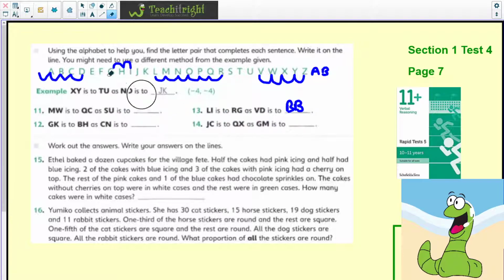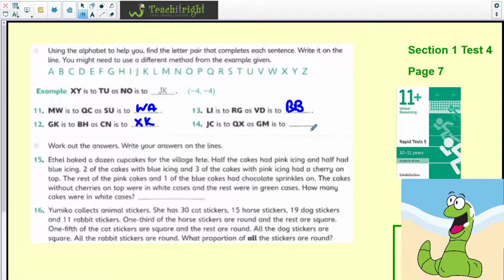Now interestingly on this next one, I'll just record in those answers again just so you've got them. So I didn't mean to rub those out. So we've got WA, XK, and then BB, and then we're on the last one here. Now interestingly here, and some of you may have spotted this straight away, J to Q is actually what we call mirrored. So if we find J, find Q, they are mirrored letters. And we've got CX, and they are also mirrored. So if we were to divide the alphabet in half, these are mirrored letters.